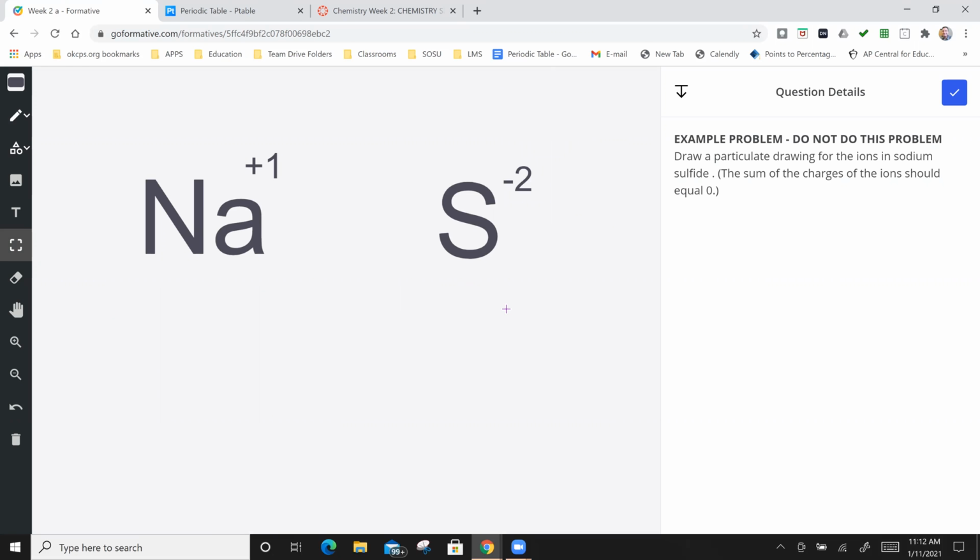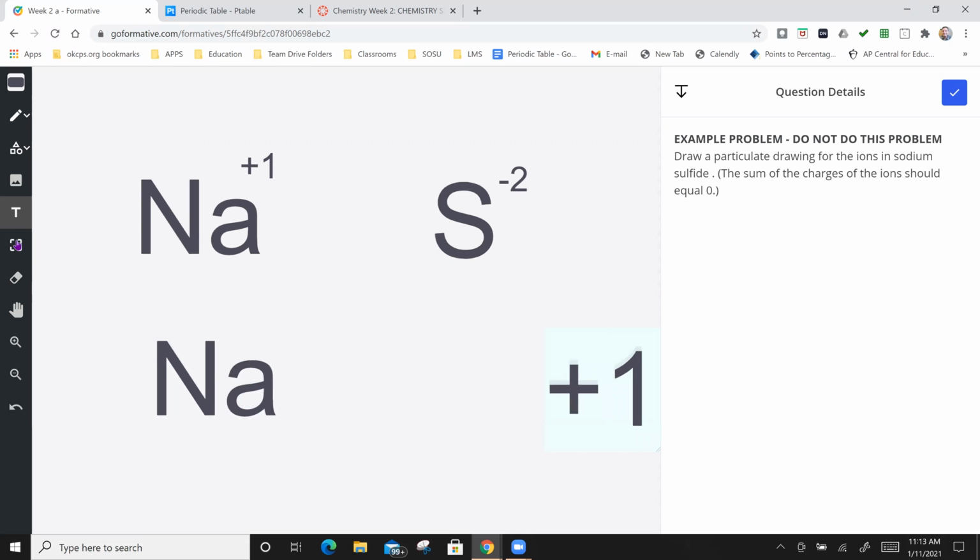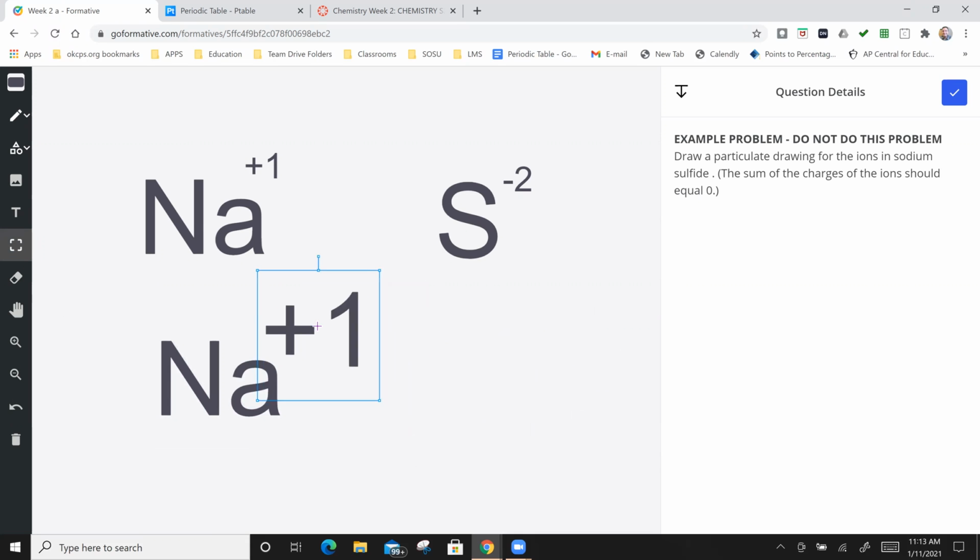Now, do the sum of the charges equal 0? 1 plus -2 does not equal 0. Would I need to add more sodium, or would I need to add more sulfur in order for my charges to be 0? That's right, you would need to add more sodium. And that's because sodium has a +1 charge. We don't need to go look at it again. We already have it written right there. And we'll put a +1 charge over here.